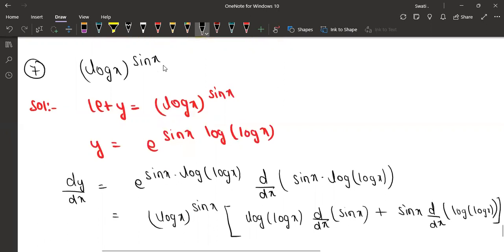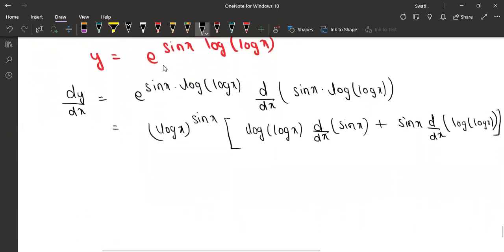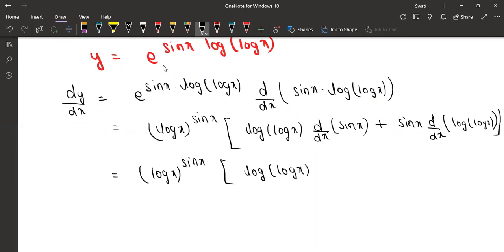Now we can go to the next step. So it will become simply log x raised to sin x. And then this will become log x as it is. And derivative of sin x, we all know, is cos x. So this will become log x cos x. And then plus sin x. Derivative of log x. So first, derivative of log x is 1 upon x. But in place of x, we have log x. So it is 1 upon log x. And by chain rule, we'll do the derivative of log x again, that is 1 over x.